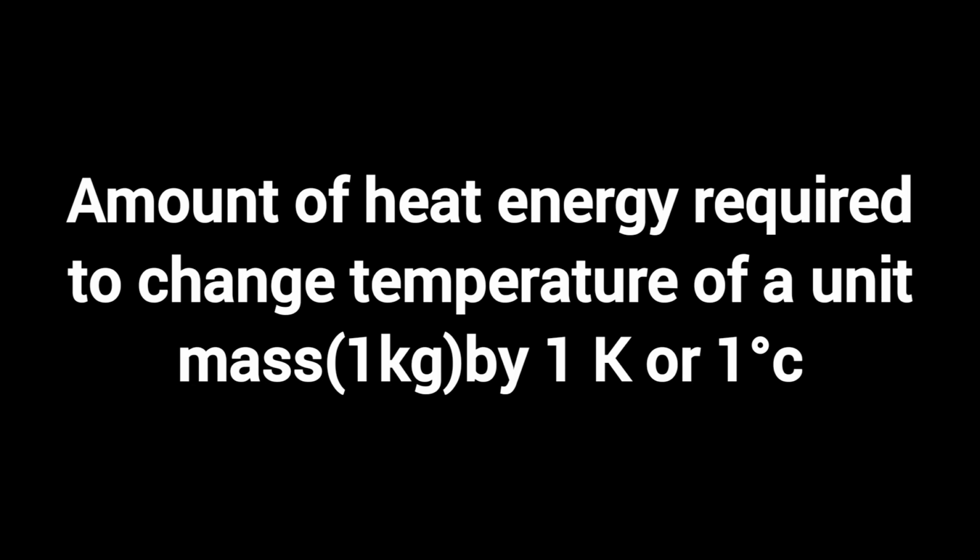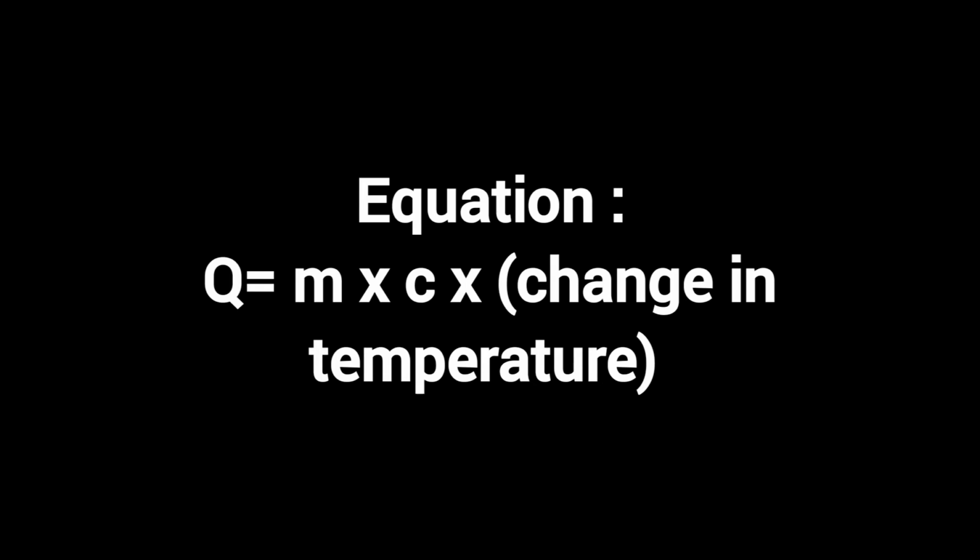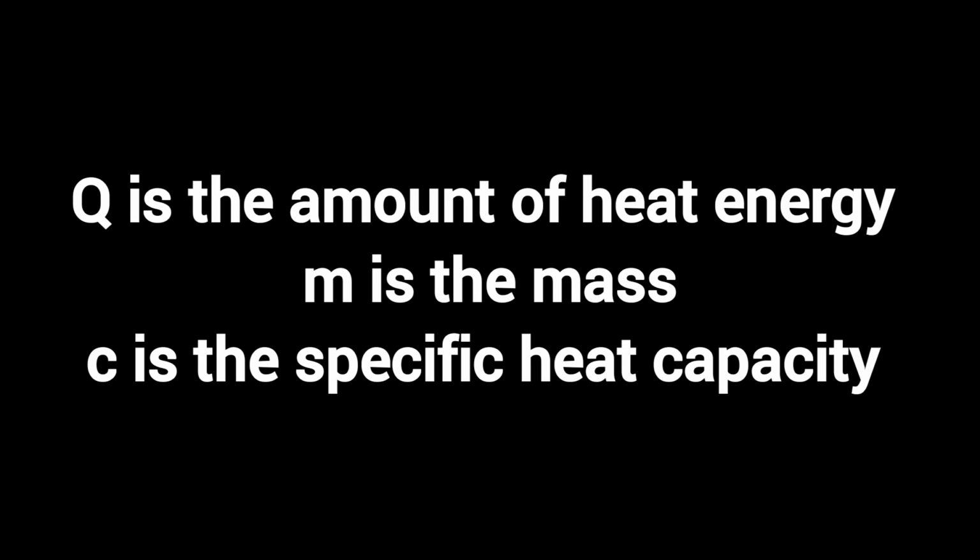First, specific heat capacity. Specific heat capacity is the amount of heat required to change the temperature of a unit mass, meaning 1 kilogram, by 1 Kelvin or 1 degrees Celsius. The equation is Q equals mc, change in temperature, where Q is the amount of heat, m is the mass, c is the specific heat capacity, and change in temperature is change in temperature.